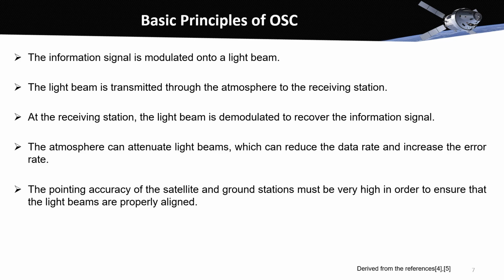The first one is the information signal is modulated onto the light beam. Then the light beam is transmitted through the atmosphere to the receiving station. At the receiving station, the light beam is demodulated to recover the information signal. The atmosphere can attenuate light beams, which can reduce the data rate and increase the error rate. Also, the pointing accuracy of the satellite and ground stations must be very high in order to ensure that light beams are properly aligned.